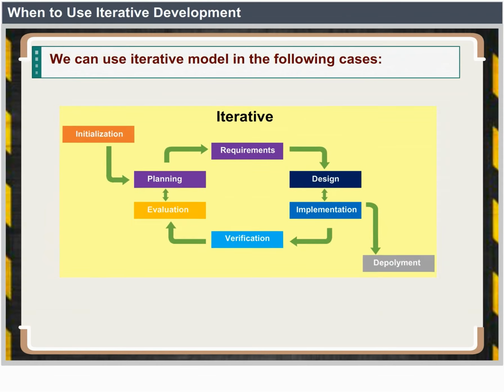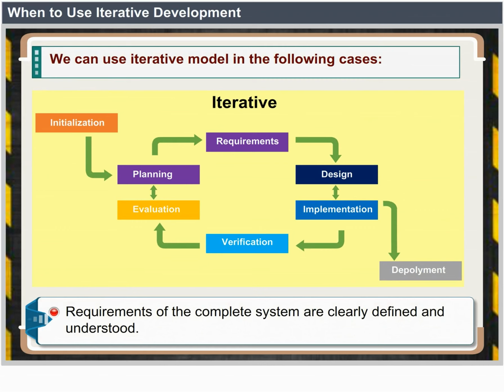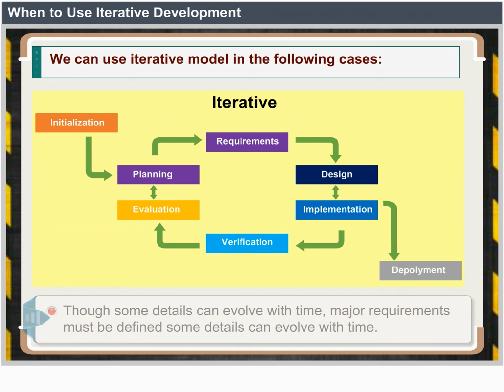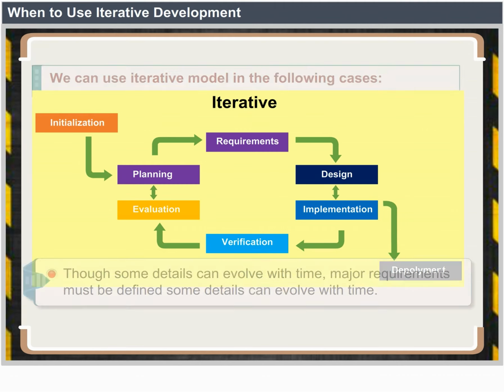We can use the iterative model in the following cases. Requirements of the complete system are clearly defined and understood. When the project is big, though some details can evolve with time, major requirements must be defined. Some details can evolve with time.